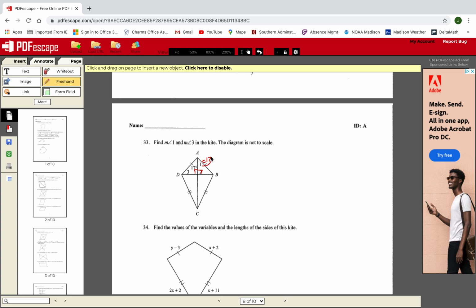Angle 3 we can find using the triangle sum theorem. Or we can notice that since this is a right triangle, the two acute angles must add up to 90. So we can simply say 90 minus 17. What is 90 minus 17? That is correct. Good job.